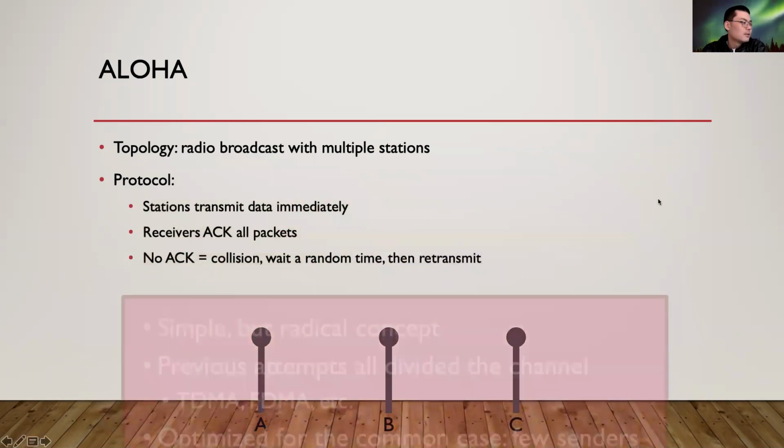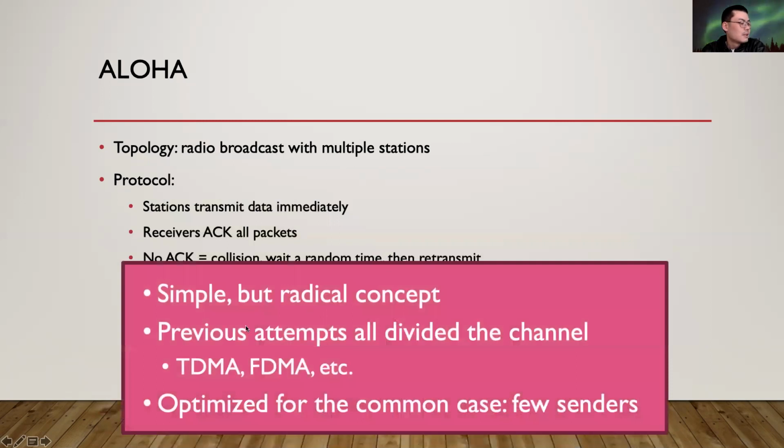So this method is simple, but it's a very radical concept, because previous attempts all used channel division, like TDMA and FDMA, because there's some guarantee. This method seemingly has no guarantee. If you want to talk, you just talk. You don't care whether other people are talking. So it's very likely some problem will happen.